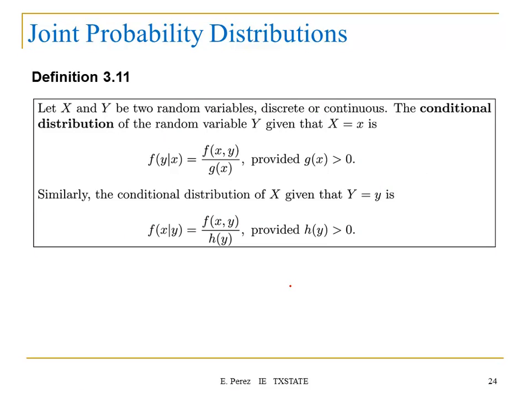Now, if we look at the formal definition, we can express the conditional probability for both x and y. The conditional distribution of the random variable y given x is when you use your marginal distribution for x as your denominator. In the conditional distribution of x given y, you use the marginal distribution of y as your denominator. Same concepts, now we're going to use them for our joint density and our joint probability distribution.